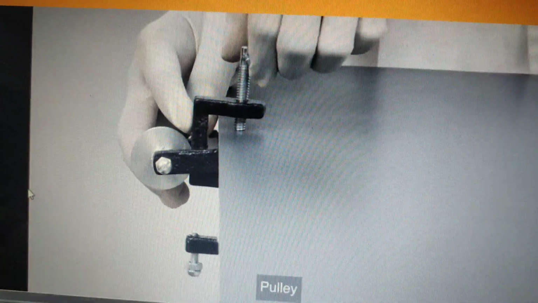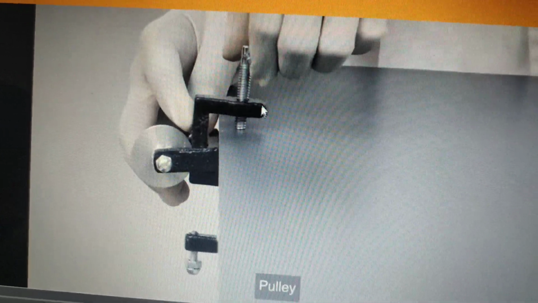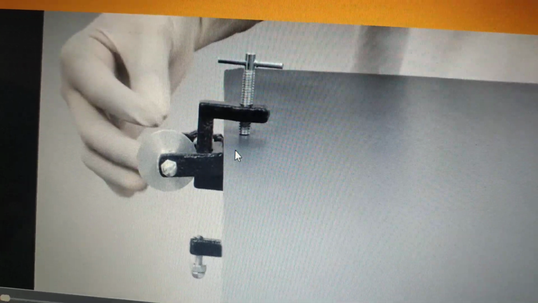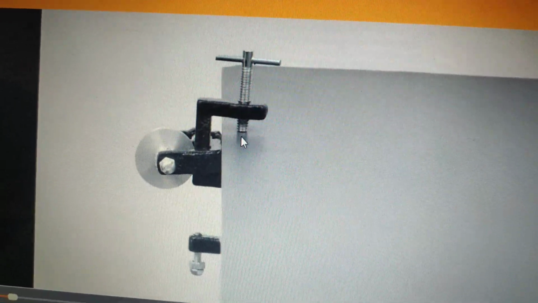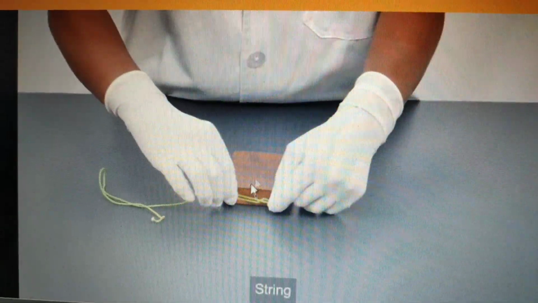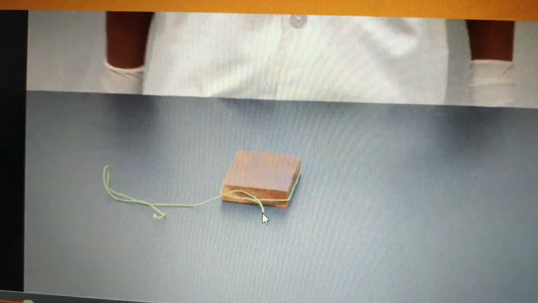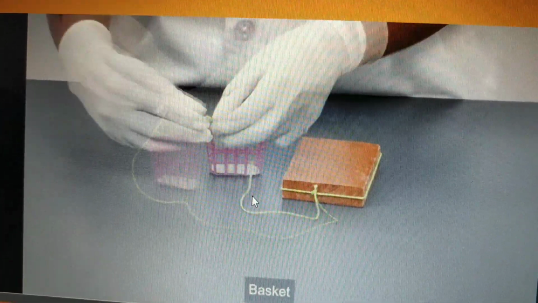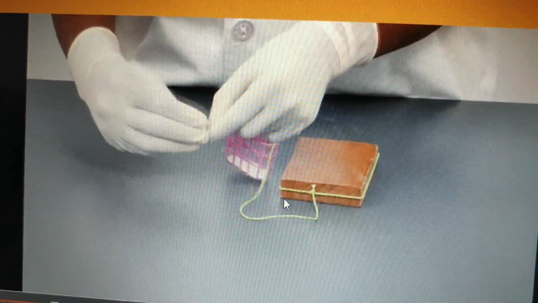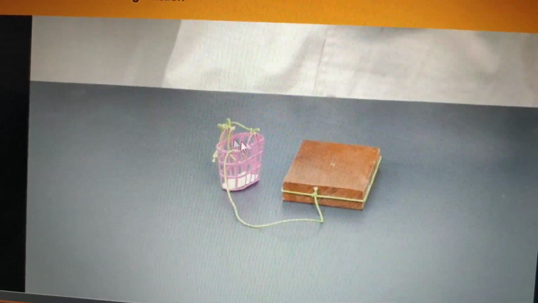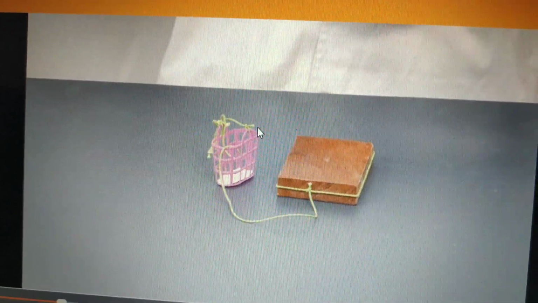So what we have to do: firstly, take a pulley and, using a clamp, fix this pulley at the edge of the table, right? After that you have to take a wooden box and tie it with the help of a string. After that take a basket and tie the same string to the basket, right?